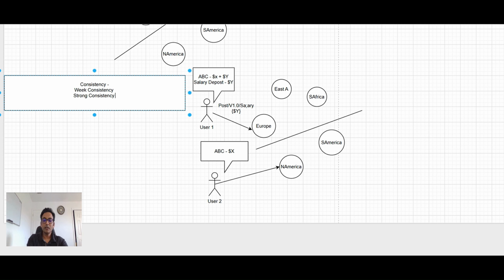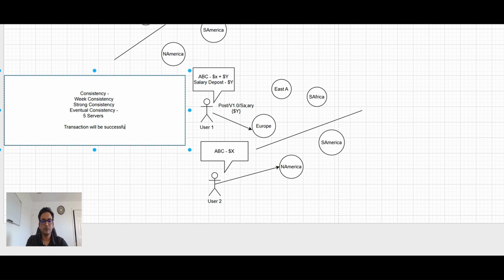Now the third thing is the most interesting, and in system design most of the time we choose this: eventual consistency. We have 5 servers in this example, and we define that we will say a transaction is successful only if the post request gets a success response from a minimum of 3 servers.